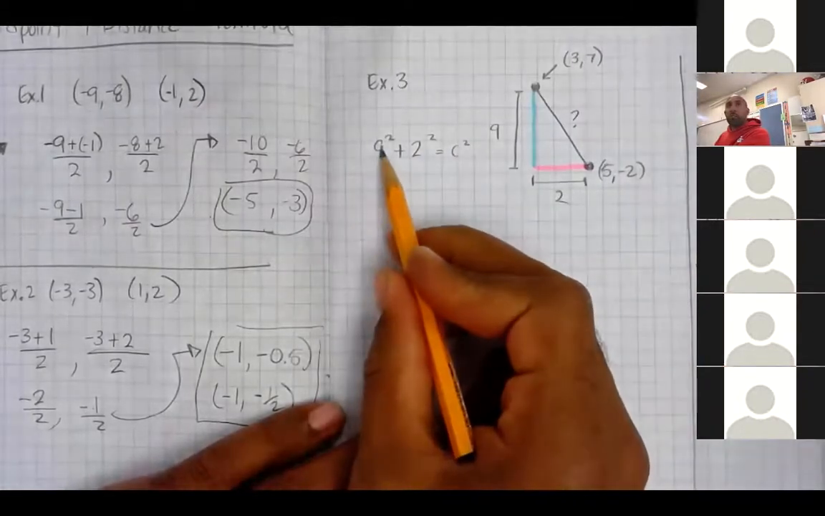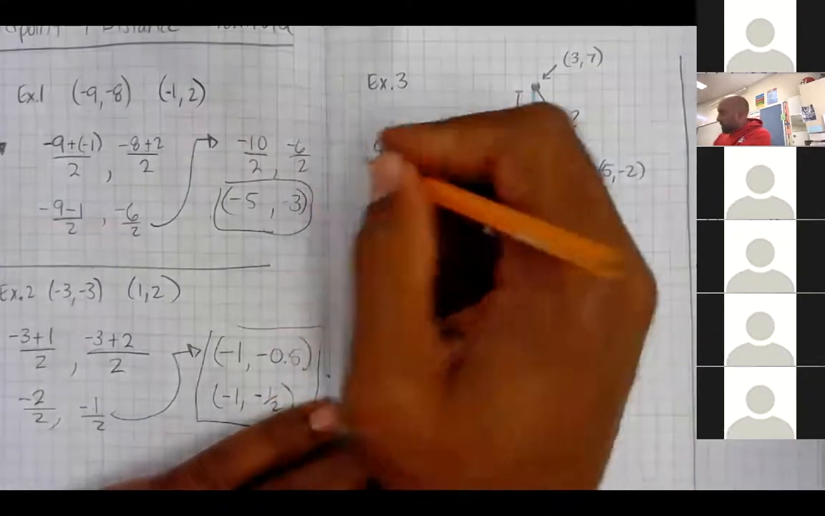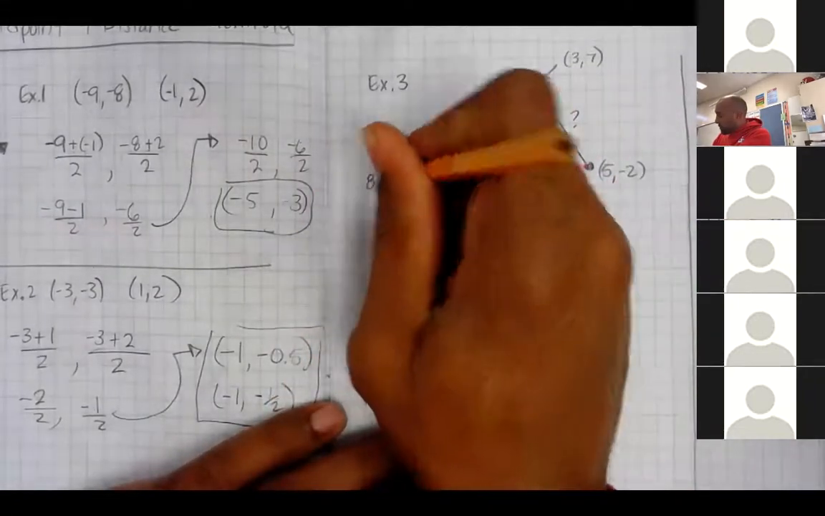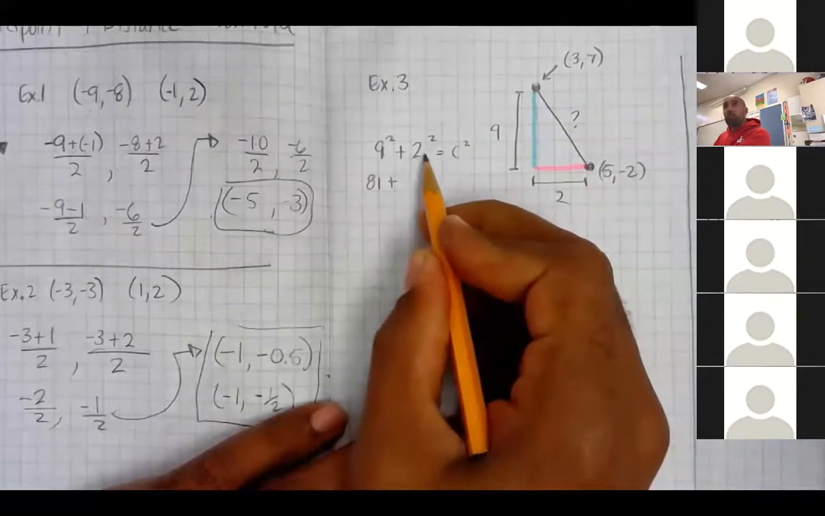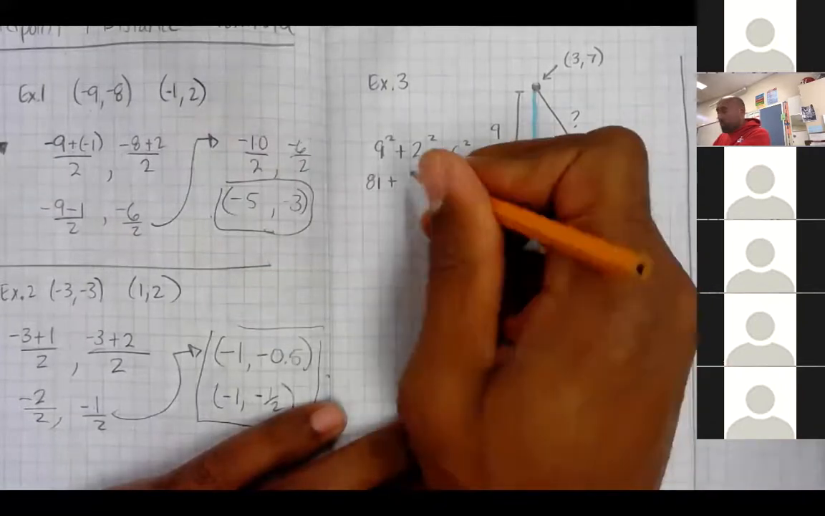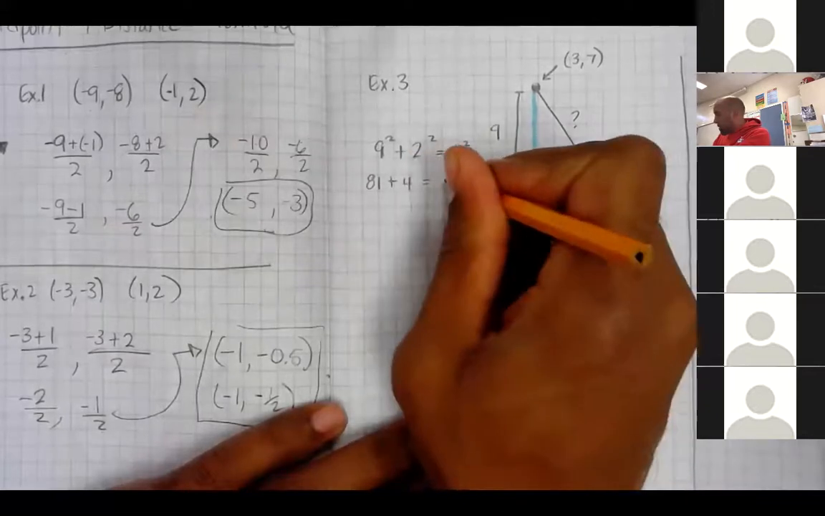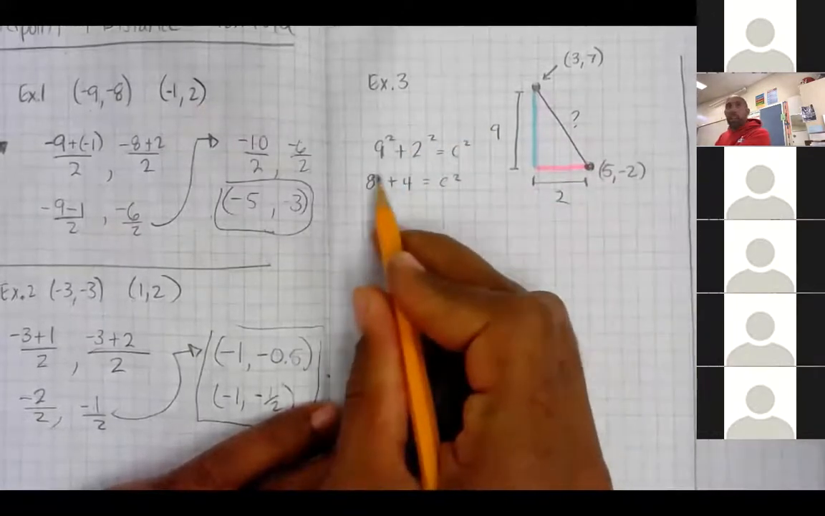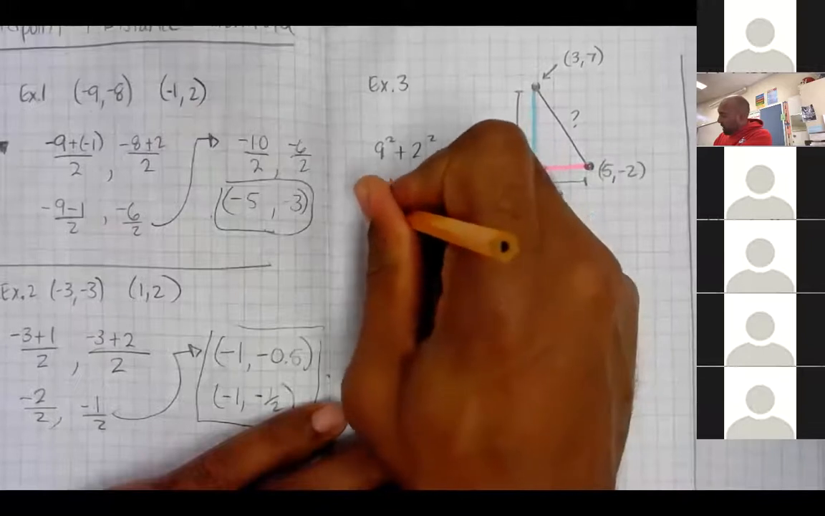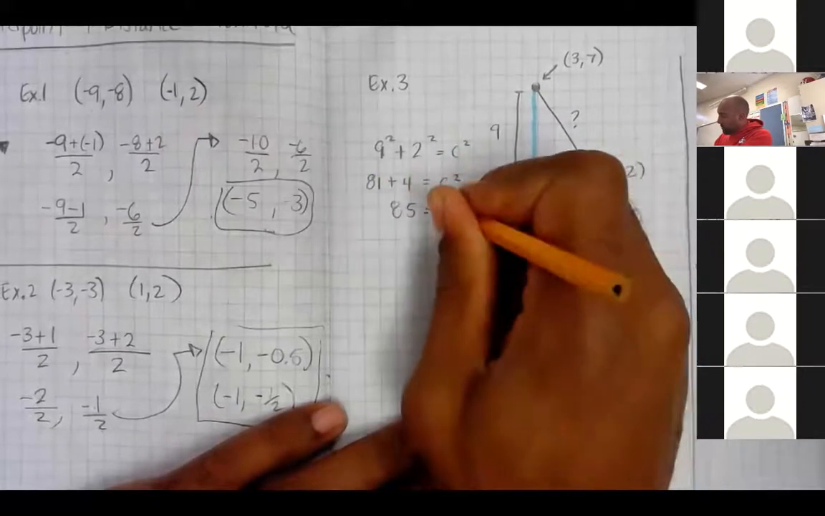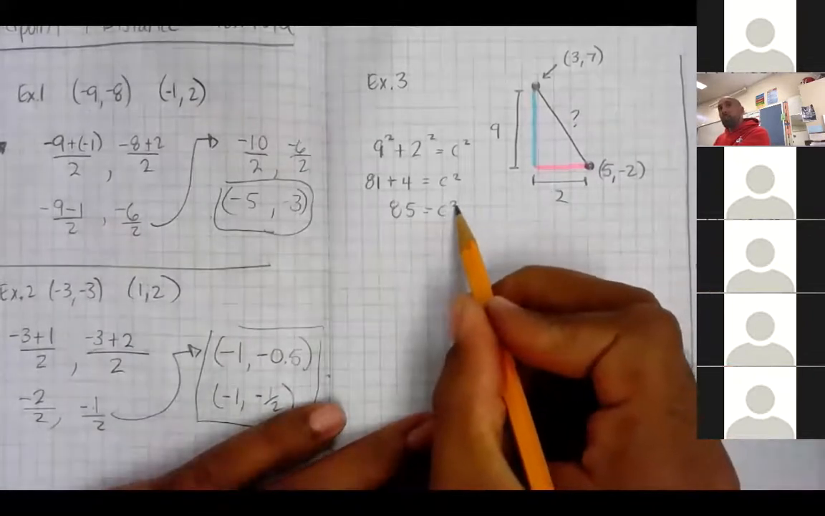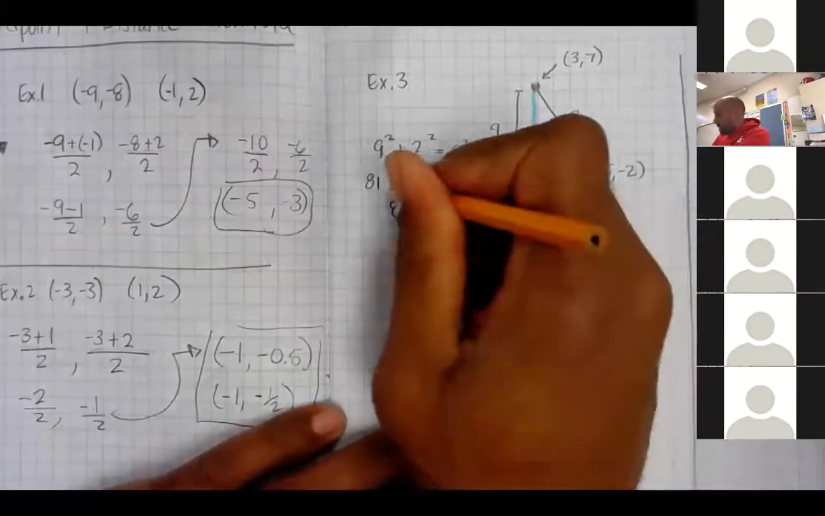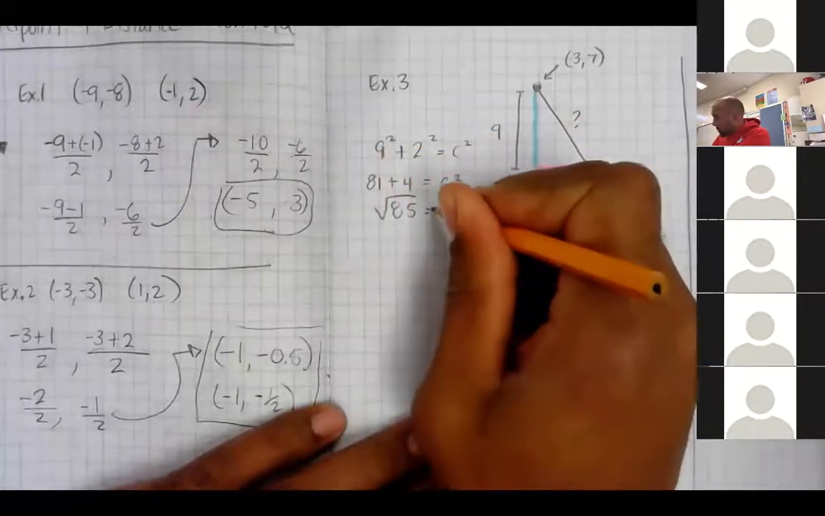So here first, 9 squared, 9 times 9 is 81. Then 2 squared, multiply 2 twice, so 2 times 2 is 4. And then we're going to add those together. So we get 85 equals C squared. Now remember, to get rid of a square, because we're trying to get C by itself, we have to square root both sides.